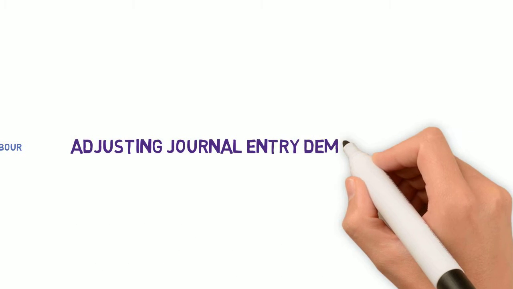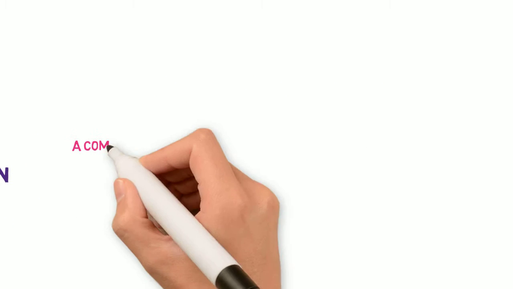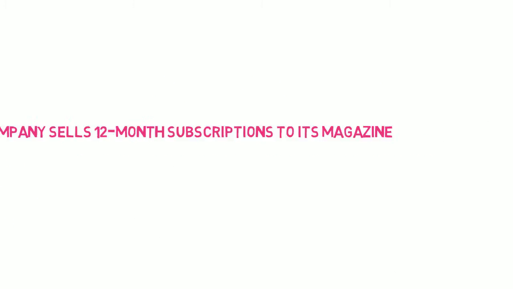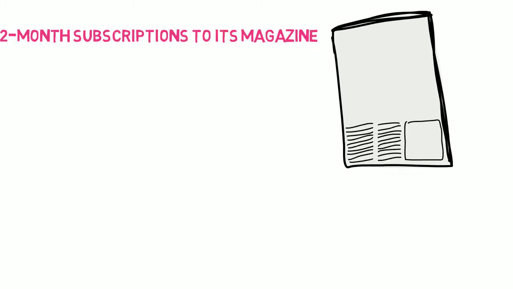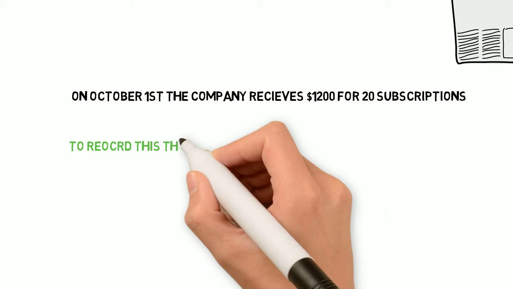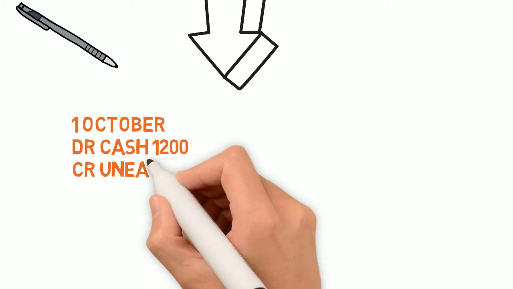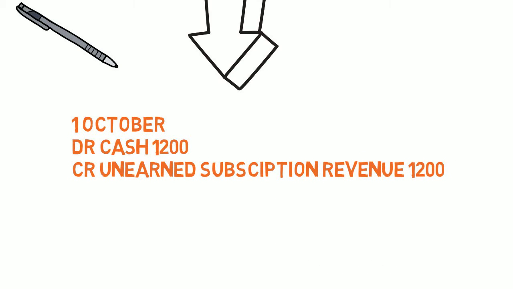Adjusting journal entry demonstration. A deferred revenue example: a company sells 12-month subscriptions to its magazines. On October 1st, the company receives $1,200 for 20 subscriptions. To record, the following journal entry would be made. On 1st October, debit cash $1,200, credit unearned subscription revenue $1,200.